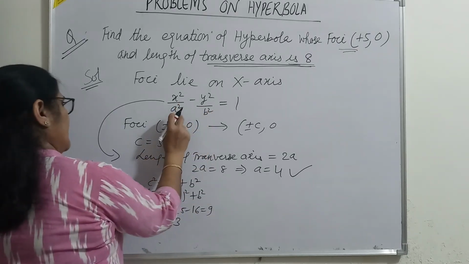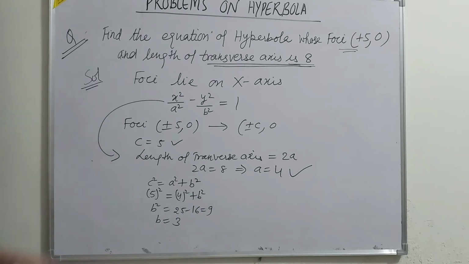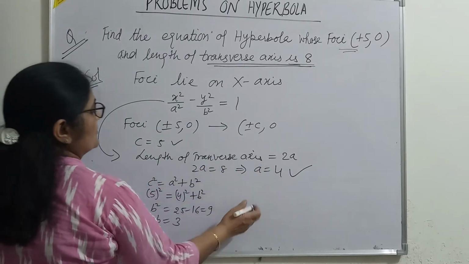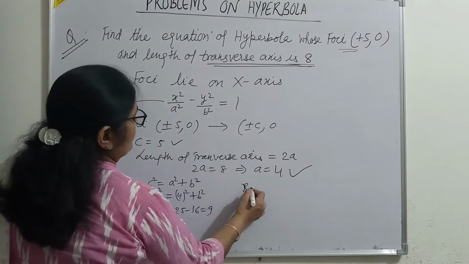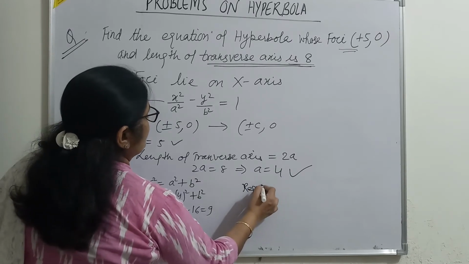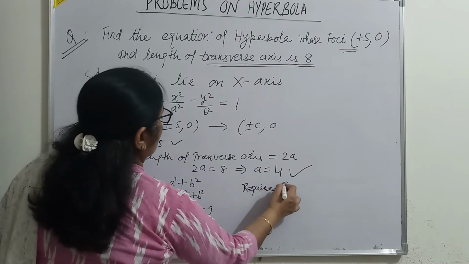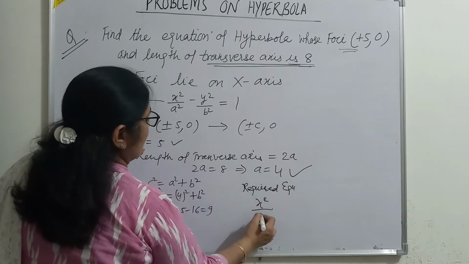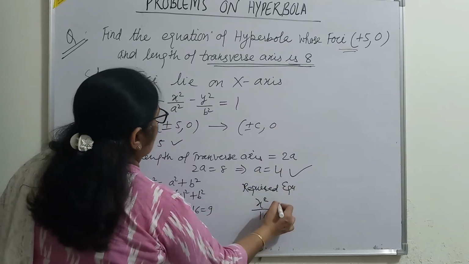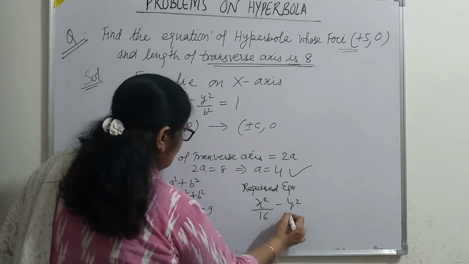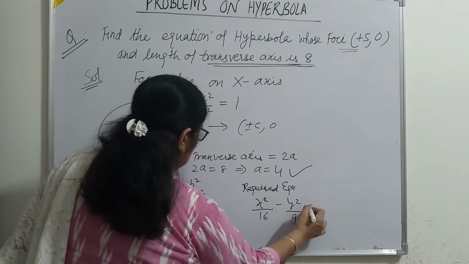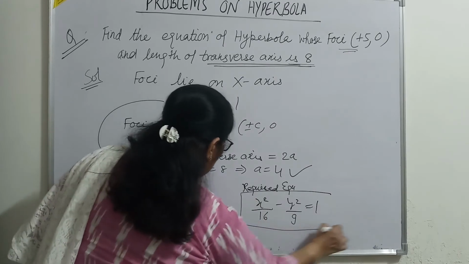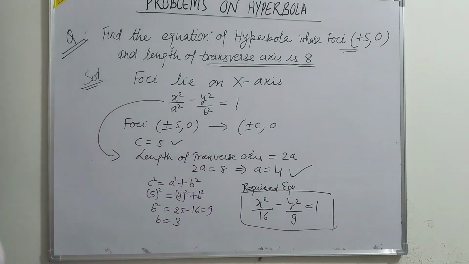Now to find the equation we require a and b. a is known, b is known. So what is the required equation? The required equation is x²/16 − y²/9 = 1, the equation of the hyperbola. So the problem is solved.